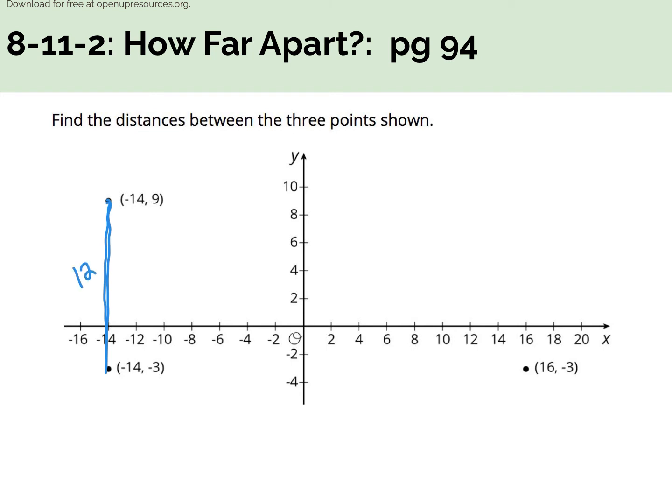Okay, so now let's find the horizontal side to side. So we're going to do this part. And again, notice this is -14, -3. This one is 16, -3. So as far as the y's, we're not really looking at that. We're going to look at the x's. And so we go from -14 all the way up to +16. So what would that distance be? That distance is going to be 30.